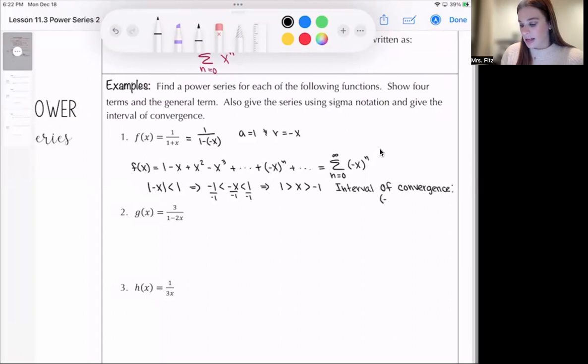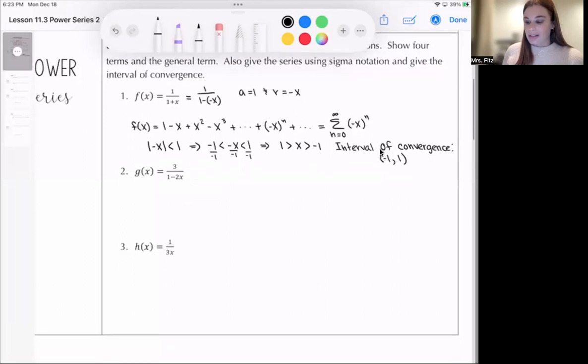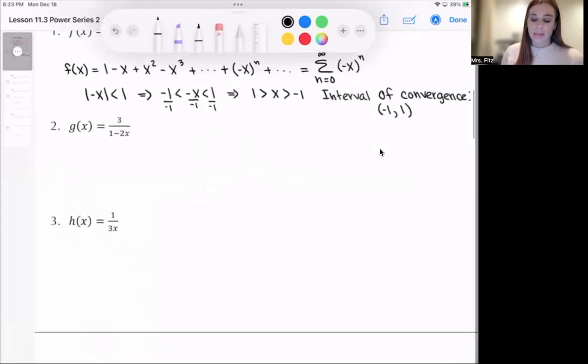Which is from negative 1 to 1. Okay, so go ahead and pause here and do 2 and 3. They're a little tricky. Number 2 is not too bad, but 3 you have to be a little creative. Okay, so hopefully you had some time to do that. Let's go ahead and look at number 2.